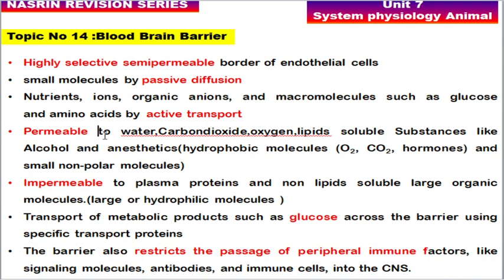It is permeable to all these kinds of molecules, whereas it is not permeable to plasma proteins and non-lipid-soluble organic molecules. Large and hydrophilic molecules cannot pass through the BBB, whereas hydrophobic molecules can be easily transferred through it. Transport of metabolic products like glucose occurs across this barrier using a specific transport protein or carrier protein. This barrier also restricts the passage of peripheral immune factors: signaling molecules, antibodies, and immune cells cannot pass into the CNS.